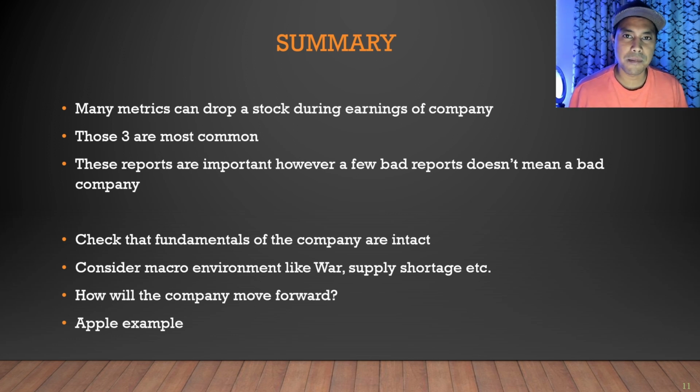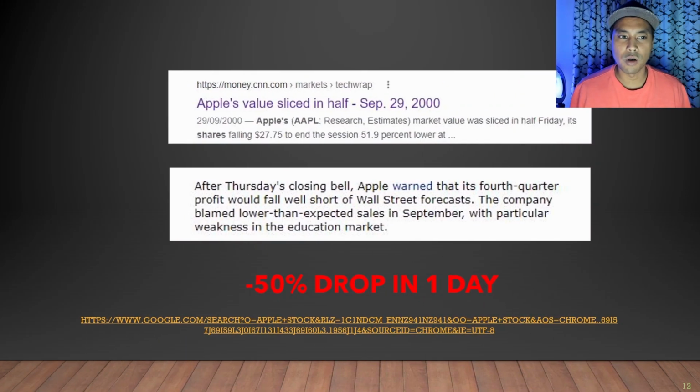So I just want to go over one example of a company that had bad earnings but actually turned out to be a massive company in the long run. And it's pretty obvious that this company is Apple. Reading: Apple's value sliced in half, September 29, 2000. Apple's ticker symbol AAPL market value was sliced in half on Friday, its shares falling to $27.75 to end the session 51.9% lower. After Thursday's closing bell, Apple warned that its fourth quarter profit would fall well short of Wall Street's forecasts. The company blamed lower than expected sales in September and particular weakness in the education market.